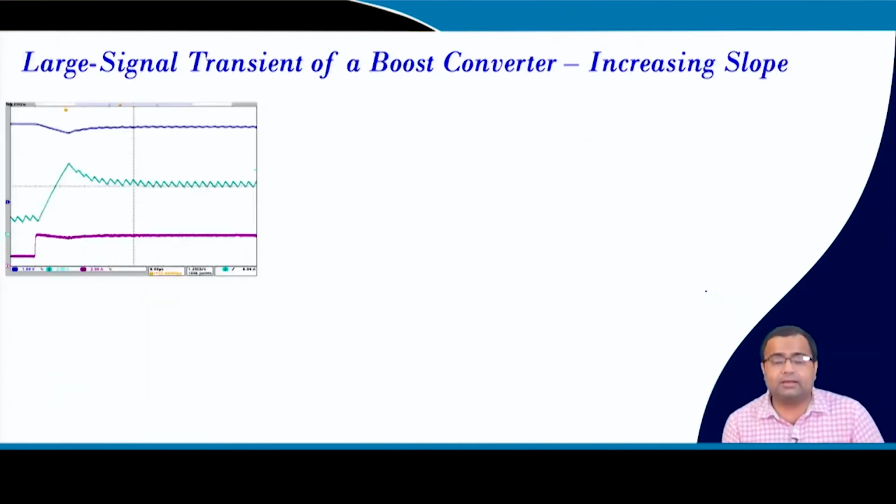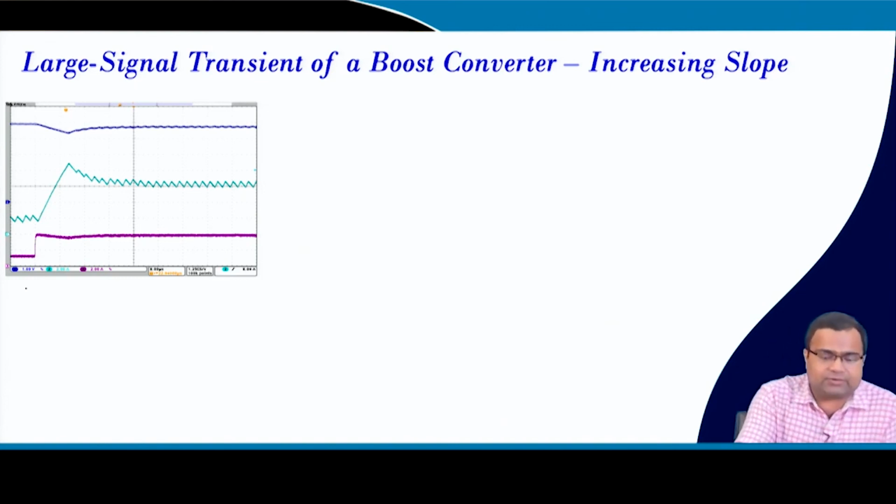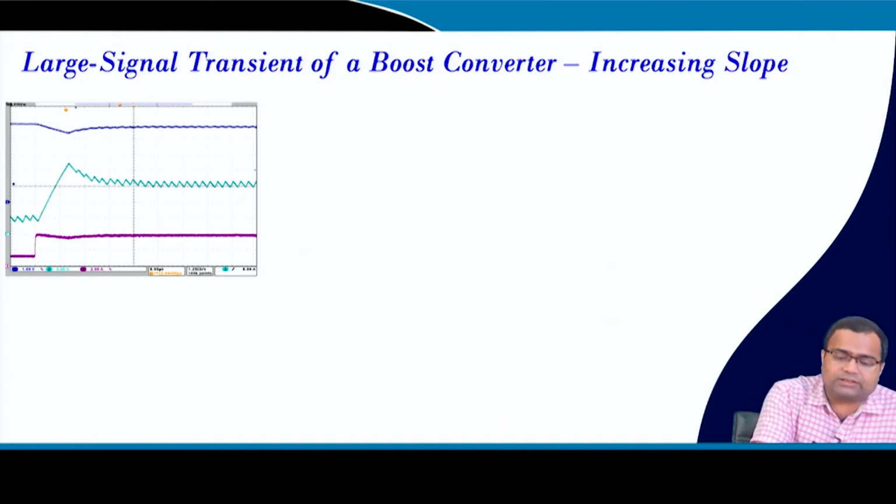Now, if we take an experimental case study where this is the output voltage and you can see 1 volt, 1, 2, so it is a 5 volt output, and the input is 3.3 volt.